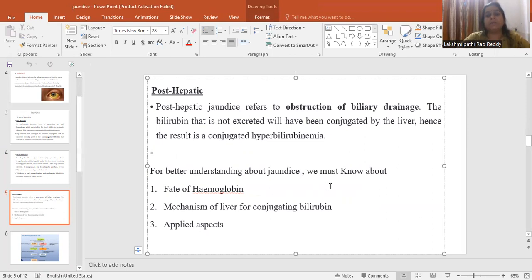Now, for our better understanding, we'll see what is the fate of our RBC and the mechanism of the liver for conjugation of bilirubin.